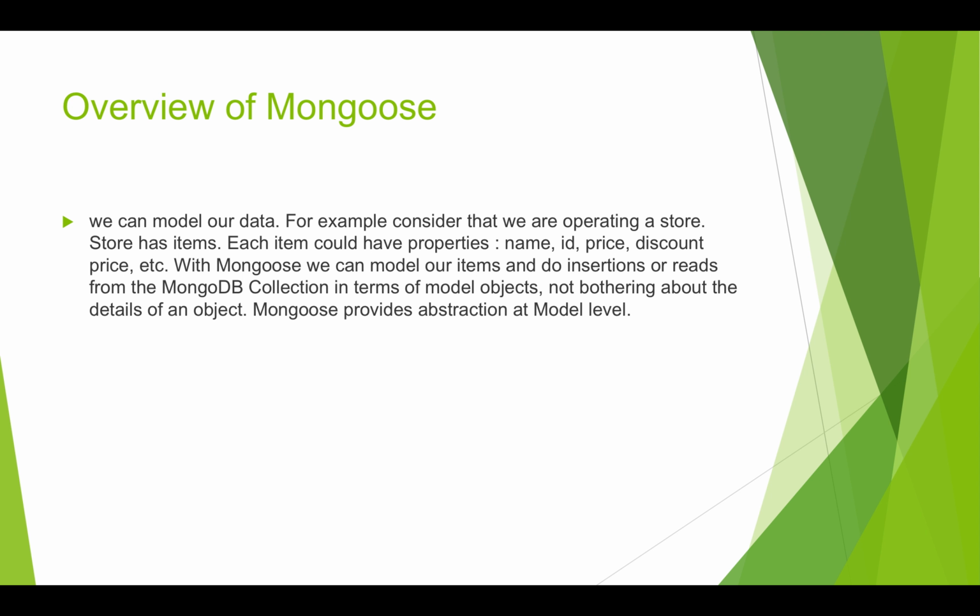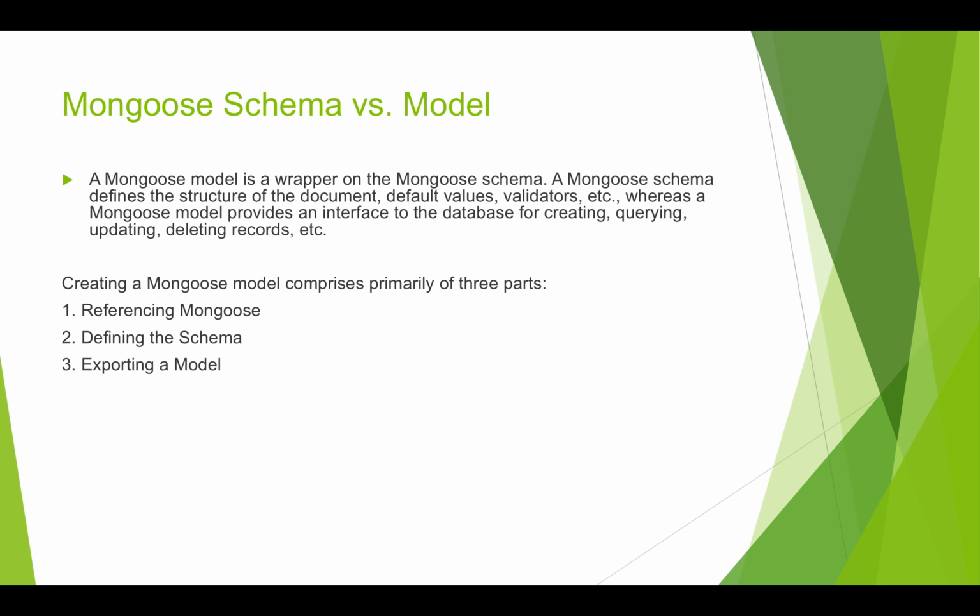Overview of Mongoose. We have a model of our data. For example, consider that we are operating a store. The store has items. Each item could have properties: name, ID, price, discount price, etc. With Mongoose, we can model our item and do inserts or reads from the MongoDB collection in terms of a model object. Not bothering about the details of an object, Mongoose provides abstraction at the model level.